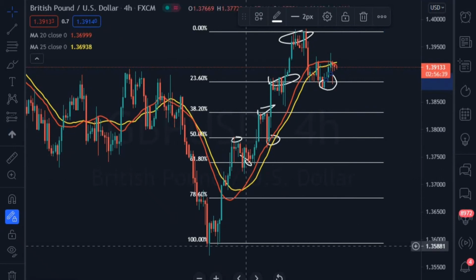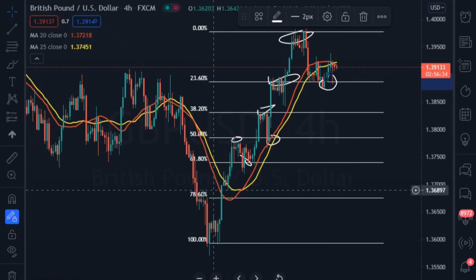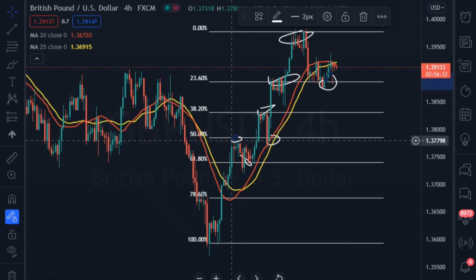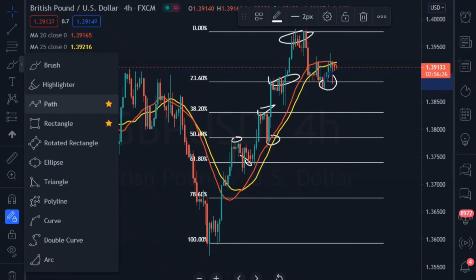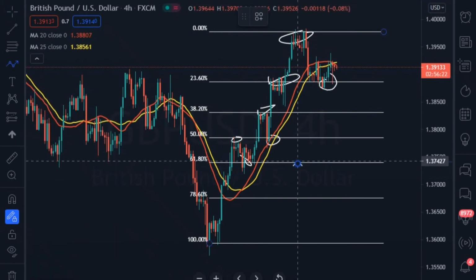So you can see we plotted it right from the beginning, which is the 100% level. Price did not have any retracement till it got to the 50%. So from the 50%, price had to bounce back. So you can see how price moved.